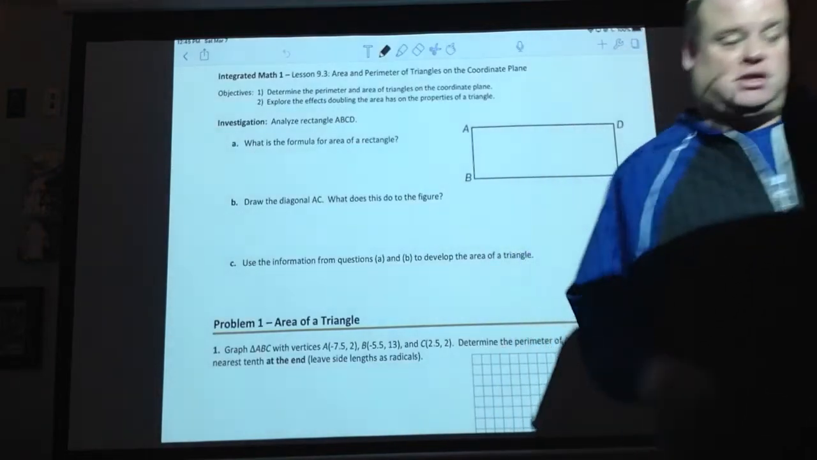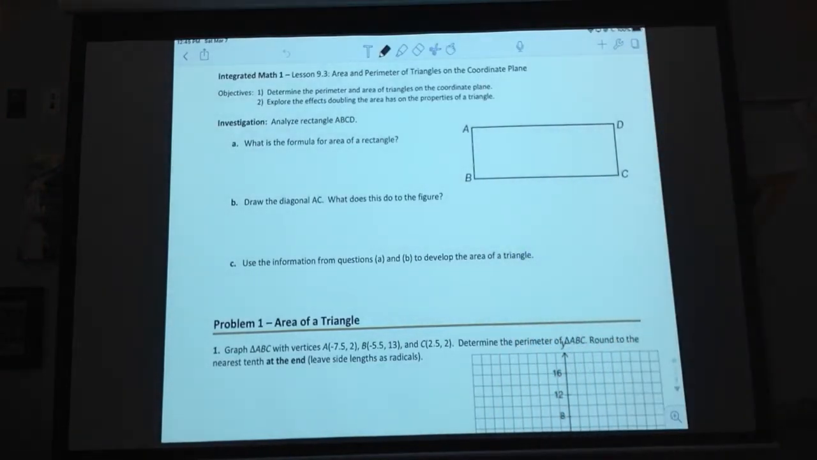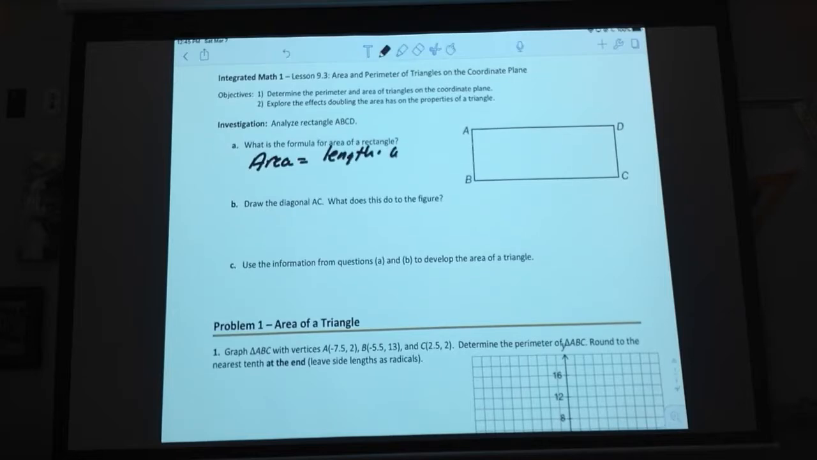All right, so let's get started. You're doing 9.3 notes, area and perimeter of triangles on the coordinate plane. We want to analyze rectangle ABCD. And what is the formula for area of a rectangle? Well, you guys have always seen it as area equals length times width.